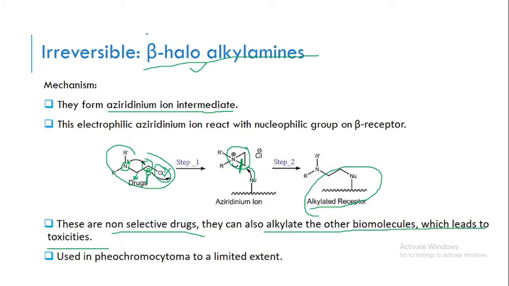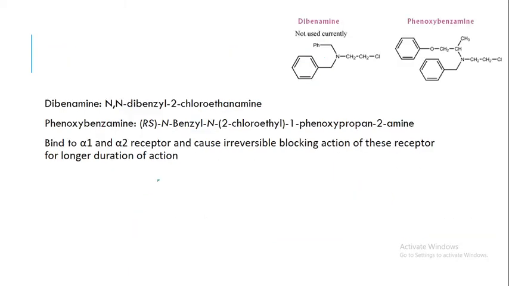This kind of drug has a similar counterpart in the anti-cancer drugs like alkylating agents, having the same mechanism where they also form an aziridinium ion and then N7 of the guanine is alkylated, and ultimately this inhibits DNA synthesis. So it is the same in the case of the sympatholytic beta haloalkylamines, which act in a similar way where receptors are alkylated.